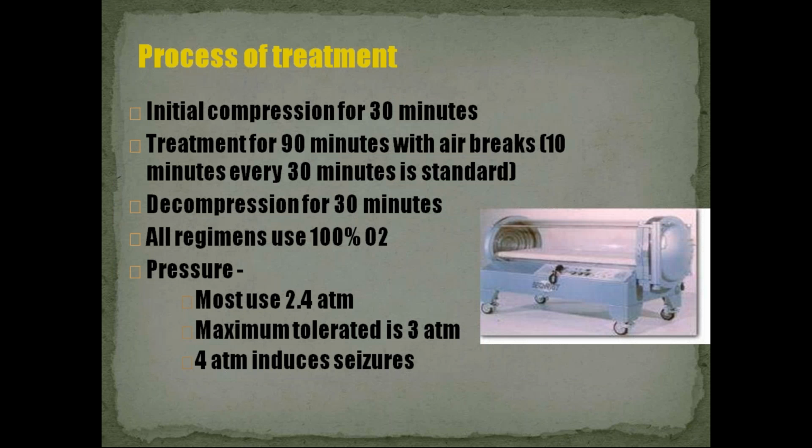Process of treatment. Initial compression for 30 minutes. Treatment for 90 minutes with air breaks, 10 minutes every 30 minutes is standard. Decompression again for 30 minutes. All regimens use 100% oxygen. Pressure is mostly 2.4 atmospheres. The maximum the individual can tolerate is 3 atmospheres. More than 3, if 4 is attained, then it causes seizures.